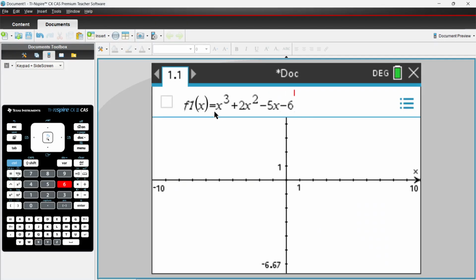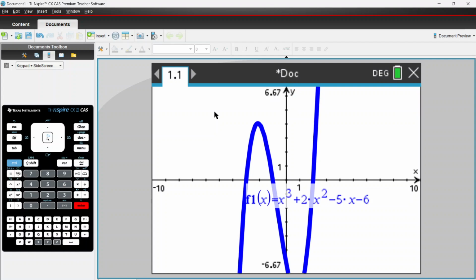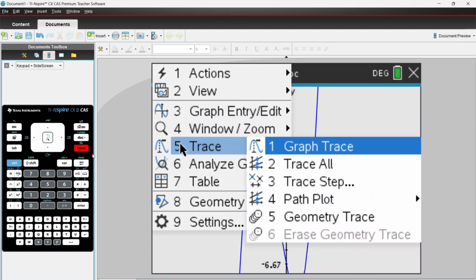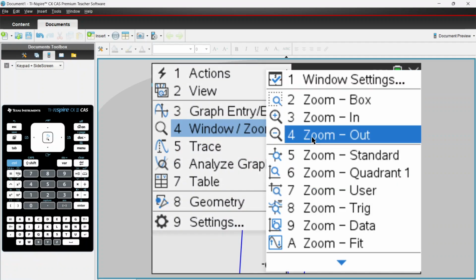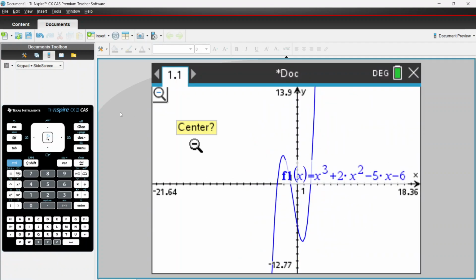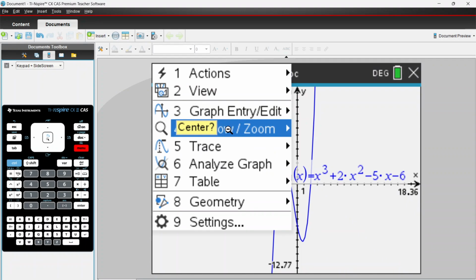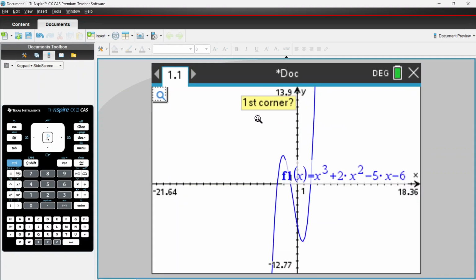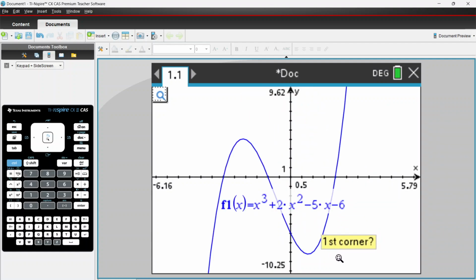minus 5x minus 6. Now you're going to sketch it and you're not going to really see everything, so it's important to zoom out. So menu, window zoom, zoom out, and it's always good to use box. So menu, window zoom, box, and just click the sections that you want to see and ignore everything else.